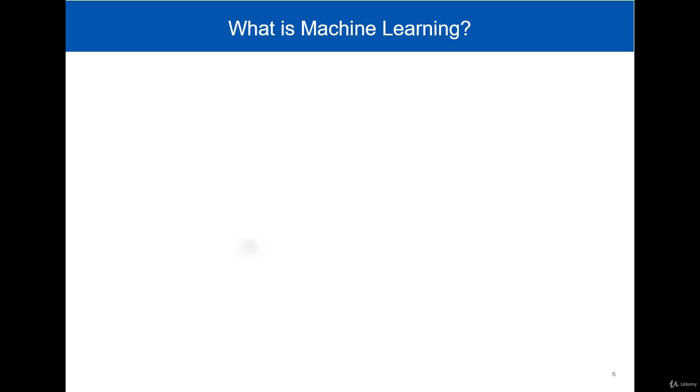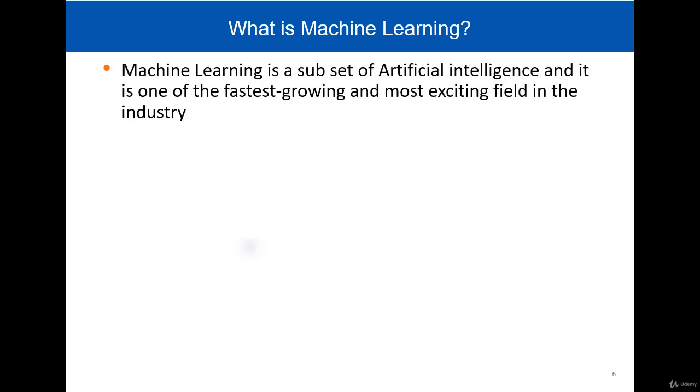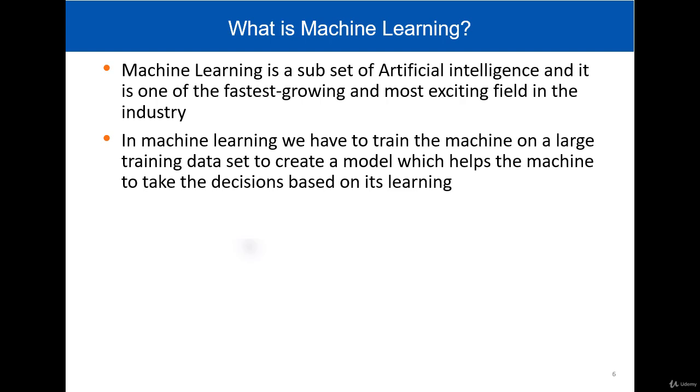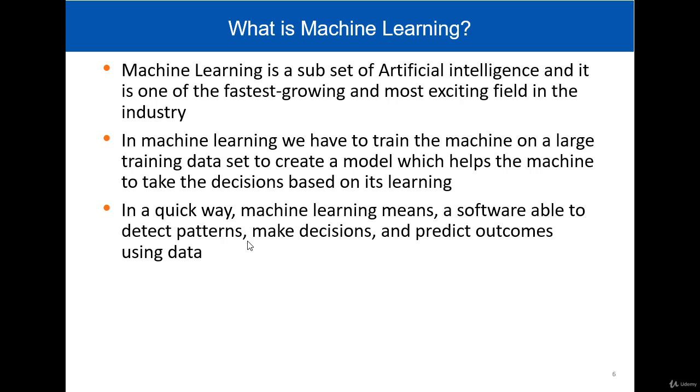Now let's understand what is machine learning. Machine learning is a subset of artificial intelligence, and it is one of the fastest growing and most exciting fields in the industry. In machine learning, we have to train the machine on a large training data set to create a model which helps the machine to take decisions based on its learning. In a quick way, machine learning means software able to detect patterns, make decisions, and predict outcomes using data.